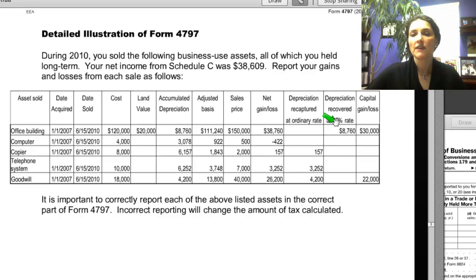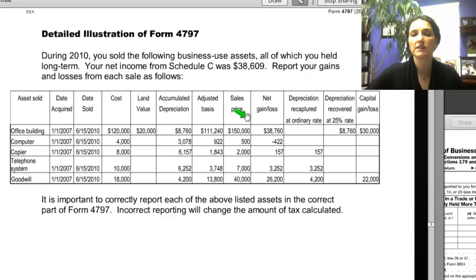So we have the office building where we have depreciation being recovered. That means that this sale needs to be reported in Part 3 of the form. We have a $157 gain, a $3,252 gain from depreciation, and a $4,200 gain from amortization recovery. All of these amounts need to be reported in Part 3 of Form 4797. But we have a loss on the sale of the computer, and so this loss will be reported in Part 1 of the form. And finally, we also have a sale of land, and that land too will need to be reported in Part 1 of the form.